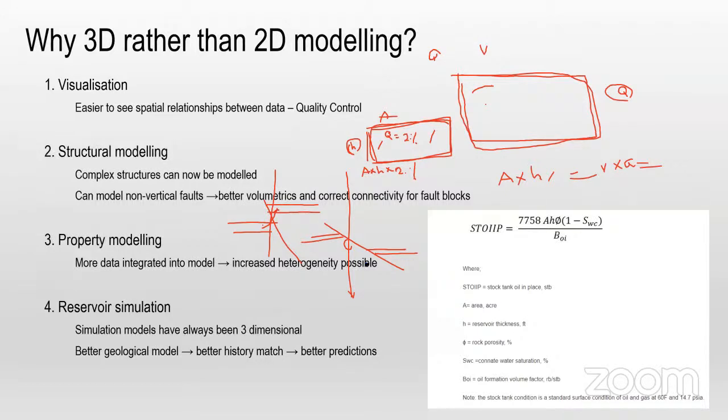Okay. Now we have some questions. First question, what are the reasons behind some areas being low porosity and others high porosity? Why in some areas do we have low porosity?